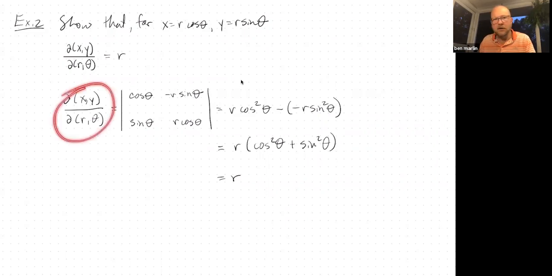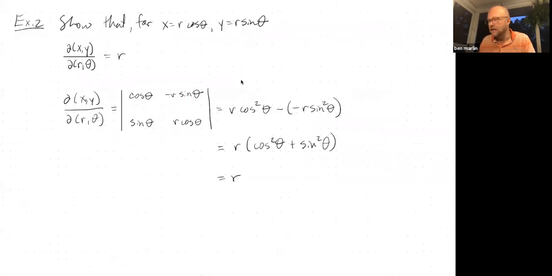So partial of xy, the x stuff goes across the top, derivative of r cosine theta with respect to r, that's going to be cosine. With respect to theta, it's going to be minus r sine theta. Then the y's go across the bottom. Take the derivative of r sine theta with respect to r, you get sine theta, and then r sine theta with respect to theta, and you get r cosine theta.